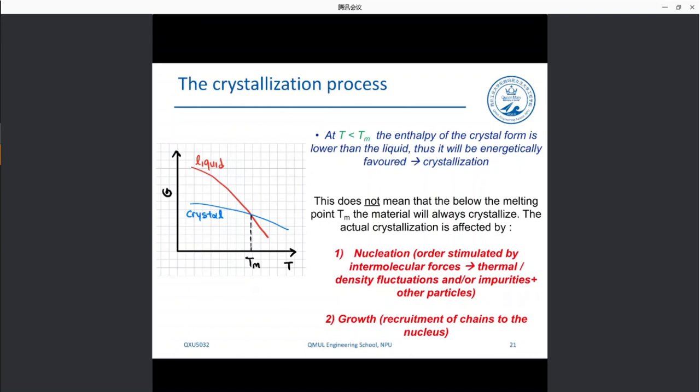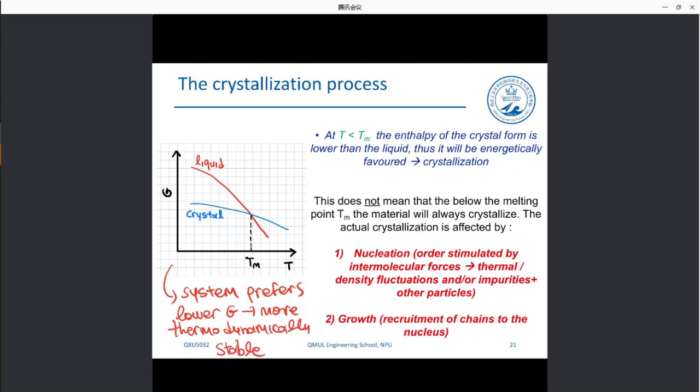And let's have a look at this graph, where we have the Gibbs free energy for a liquid and a crystal. And I should point out that the system essentially always wants minimum Gibbs free energy in order to be stable, as this is more thermodynamically stable. So as you can realize, below the melting point, we have the minimum state being the crystalline state.